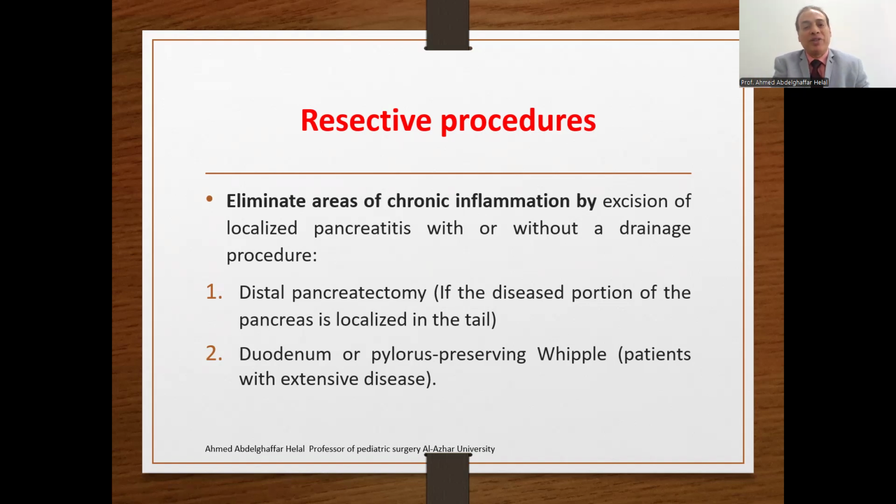Eliminate the area of the chronic inflammation by excision of localized pancreatitis. We can perform distal pancreatectomy if the diseased portion of the pancreas is localized to the tail. Duodenum or pylorus preserving Whipple in some cases of extensive disease. So in extensive disease, we may perform a Whipple procedure, excising the pancreas, leaving a small rim of pancreatic tissue adherent to the duodenum, so as not to excise the duodenum, preserving the duodenum or the pylorus and duodenum.